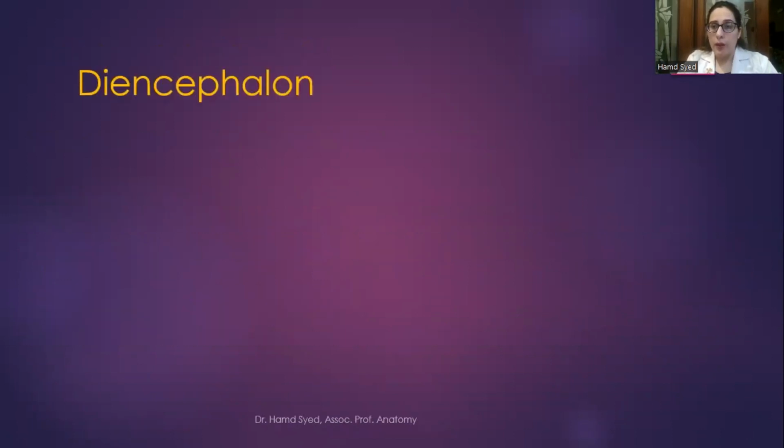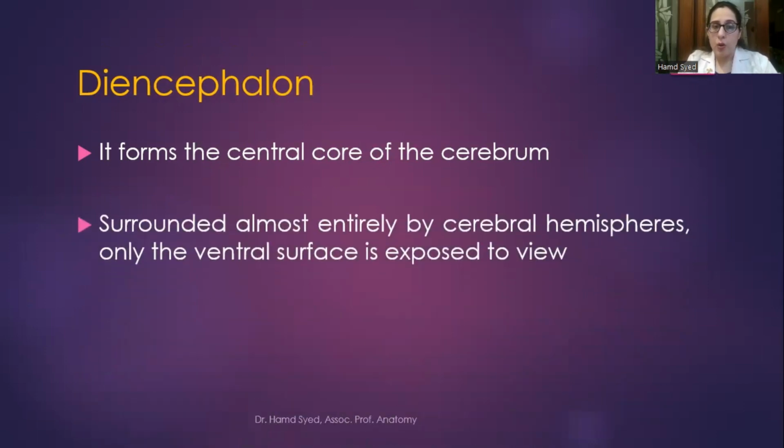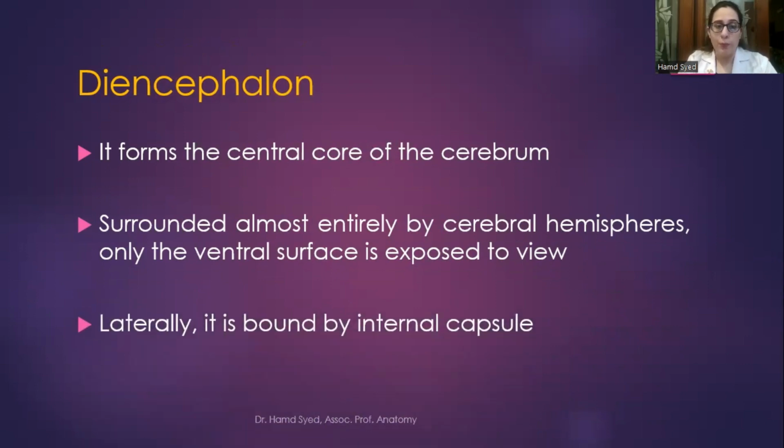Starting with the topic, first you should be familiar with diencephalon. What is diencephalon? Well, diencephalon is a part of our forebrain. And when we talk about the diencephalon, remember, it is the central core of the cerebrum. So it is covered on the upper and outer aspects by the two large cerebral hemispheres. The diencephalon itself is present hidden under these hemispheres, so only the ventral surface, that is the lower surface, is exposed to view. And laterally, it is bound by the internal capsule.